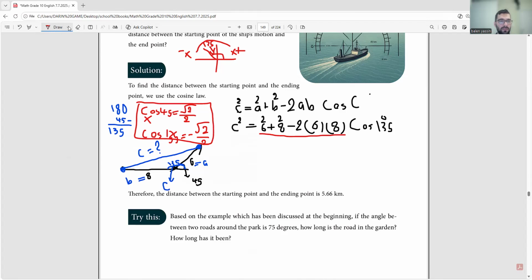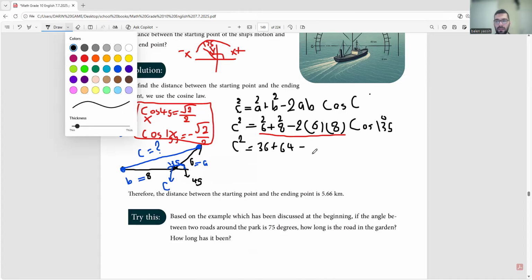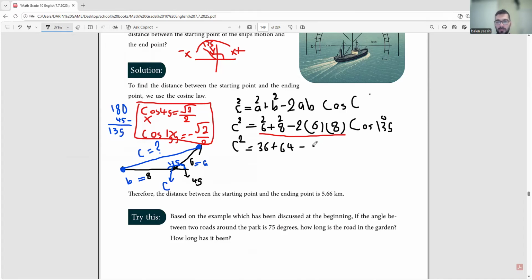So now let's just plug in the values and see how much we get. Now, c squared is equal to 6 squared, 36, plus 8 squared, 64. Now 2 times 6, 12. 12 times 8, 10 times 8 is 80, and 2 times 8, 16, so 96.